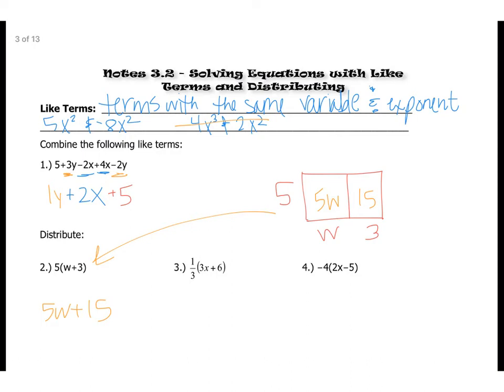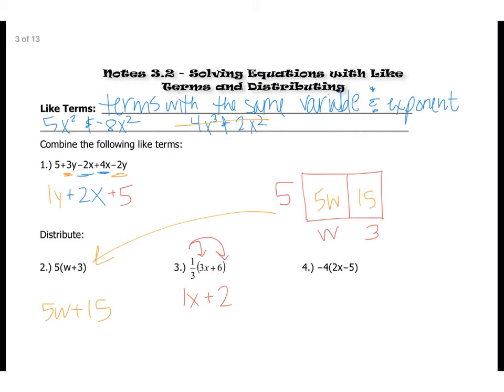Another way to do that would be to do the arrow model. So I have 1/3, so I draw my arrow to show that 1/3 is being multiplied by 3x. So that's saying what is 1/3 of 3? That is 1x. And then 1/3 times 6, so 1/3 of 6 is 2. So those are the two models.